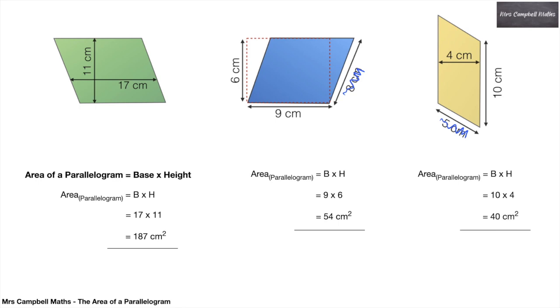And that's us finished. So when you're doing your examples, I want to see three lines of working. The formula first, then select your base and your height, put them in, and then do your calculation. And remember that it is square units. So in that example, 40 square centimetres. Okay, thank you.